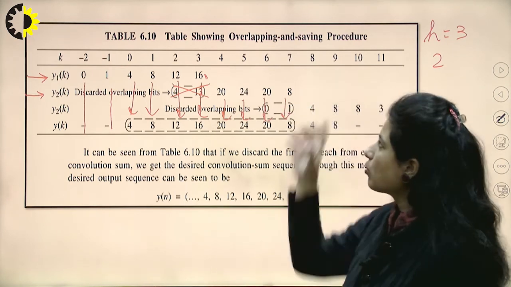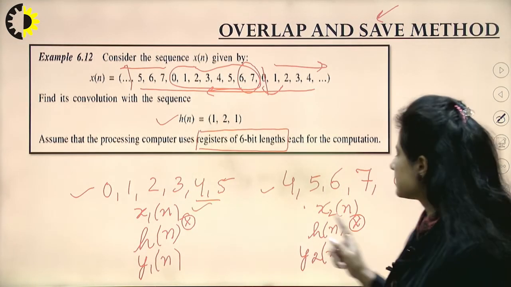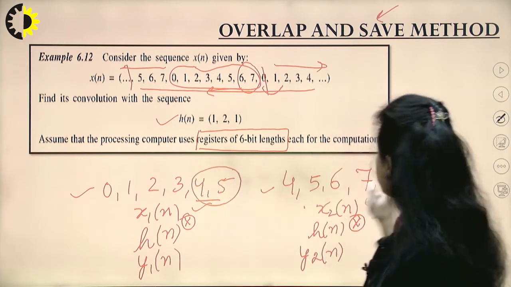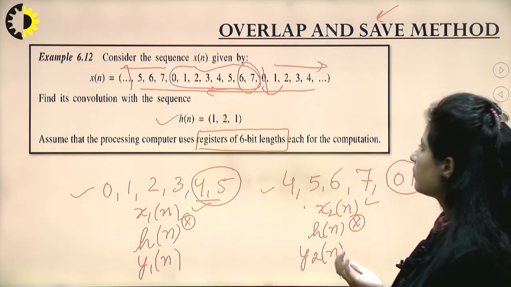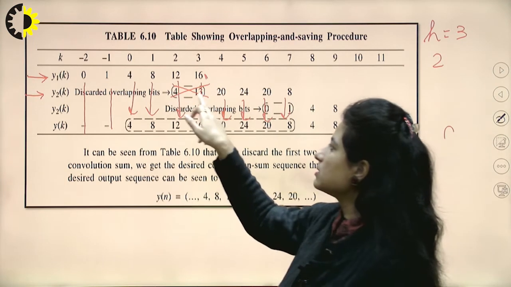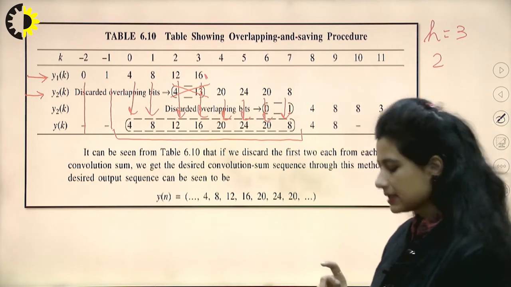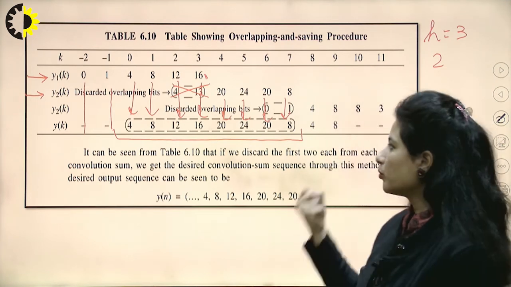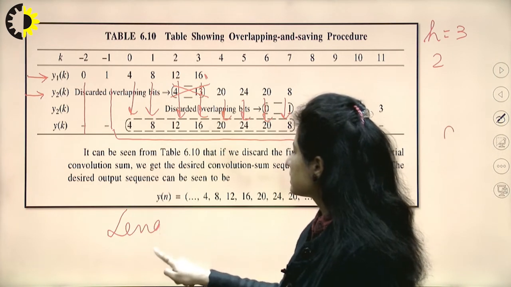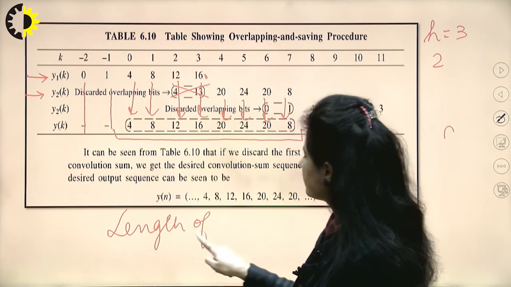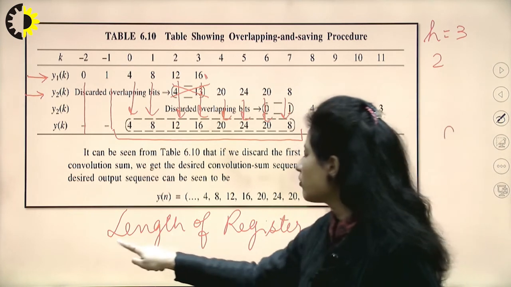That's why the name is overlap and discard: when we initially created these two sequences, we had already overlapped these numbers, 0, 1 and 4, 5 of the first sequence. So in the later section, when creating the final result, we have to discard these overlapping bits. This is the final result of the convolution using the overlap and save method. We see that the convolved output is the same in both cases. The difference is only because the length of the register available to me was different.